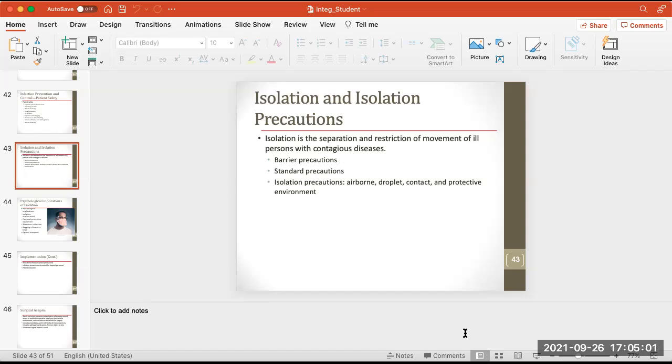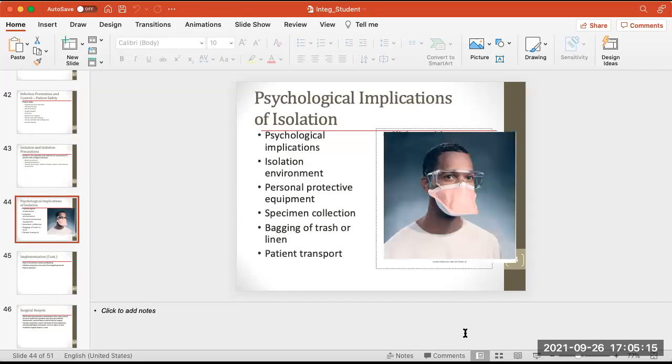Your book does a great job. It has a table that talks about what you should wear and what you don't have to wear based on different types of isolations. And keep in mind that isolation has psychological implications too, because the patient themselves may feel very isolated, that everyone comes here all geared up, even though nowadays everyone is wearing a mask anyway. So whether the patient is in isolation or not, we are all wearing masks.